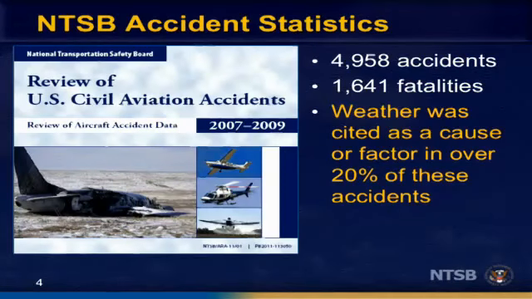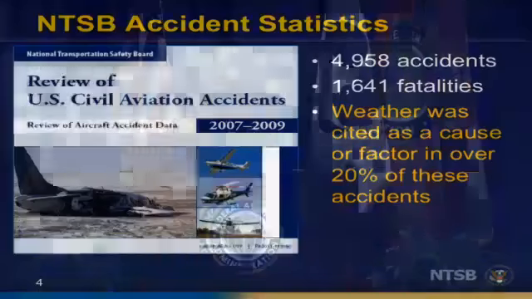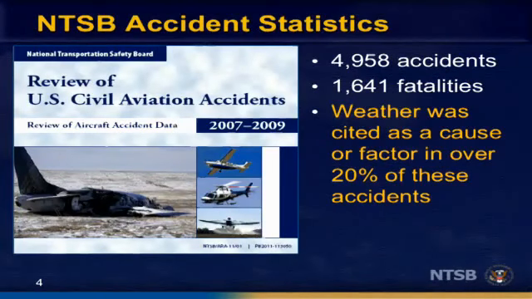Now, we recently just published our 2007 to 2009 accident statistics, and during that period, 3 years, we had close to 5,000 accidents with approximately 1,600 fatalities. Now you think about that. That's almost 1,600 accidents a year, 550 fatalities. That's a lot. If you look at weather, it accounts for over 20% of those accidents. 1 in 4 accidents, and it's actually close to about 25%, is weather related.